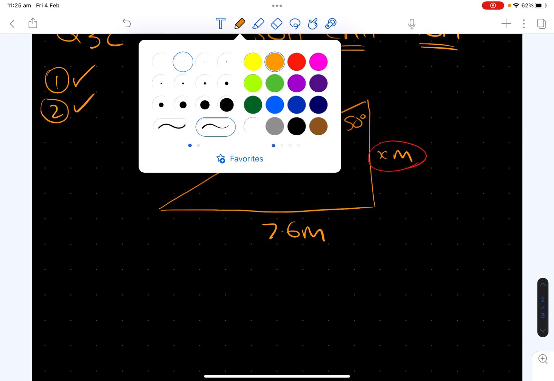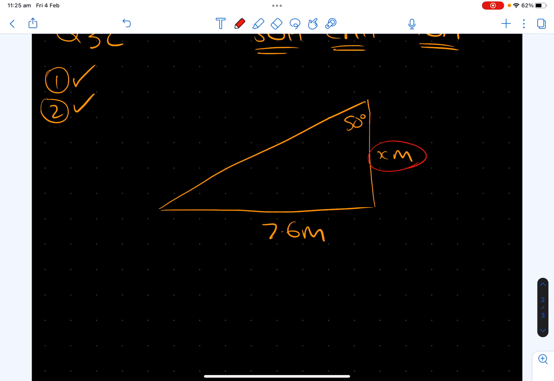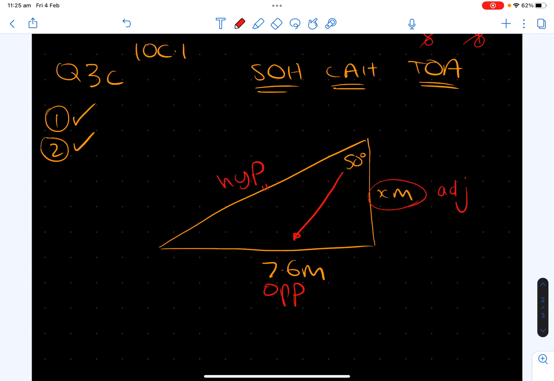So I'm going to label first, let's say, the hypotenuse, that's your longest side, always easy to work out because it's visual. And then your opposite side is opposite your angle, so that's this one here. And your adjacent side is, well, the one left. So now we've got to work out an equation that links these two.